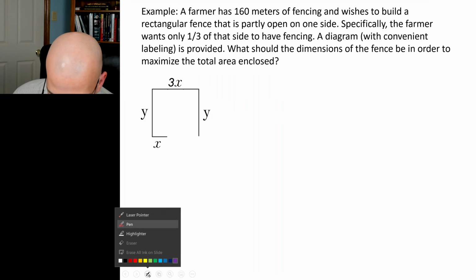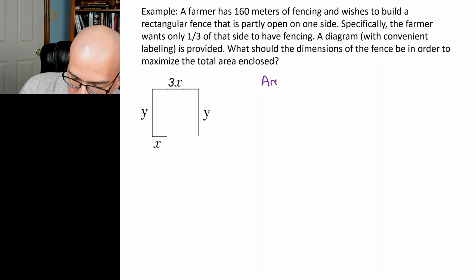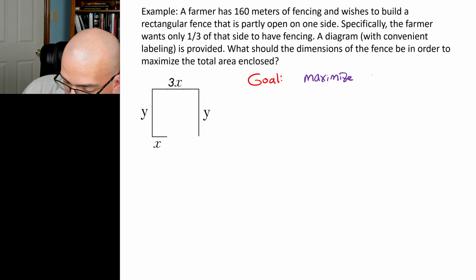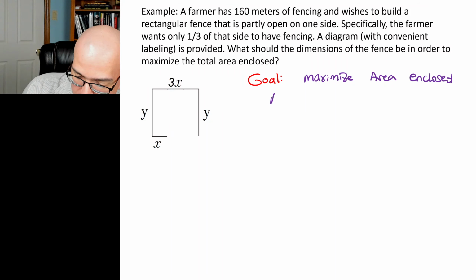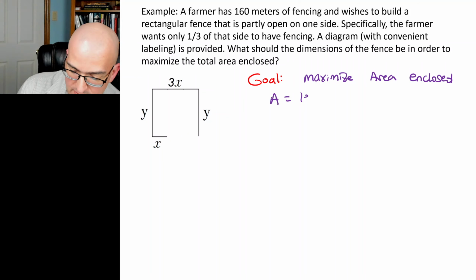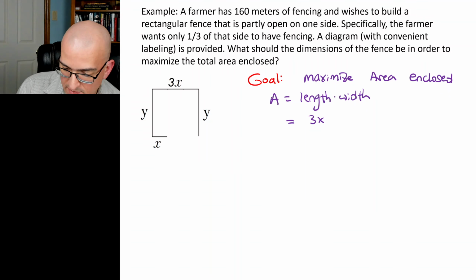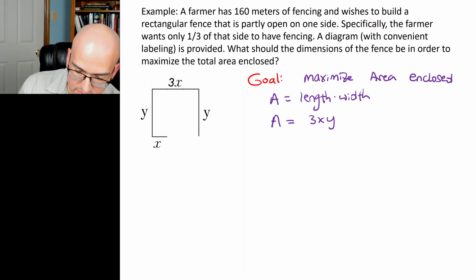So we're going to set it up the same way. Our goal is to maximize area enclosed. The area is equal to the length times the width. And in this case, our length is 3x and our width is y. Now we have to look for the constraint.